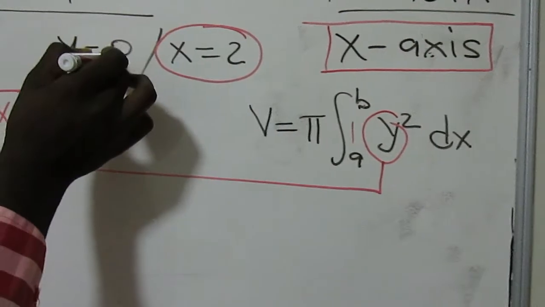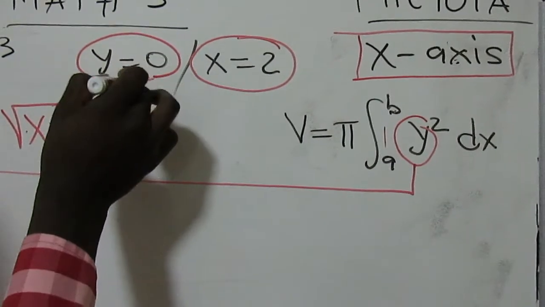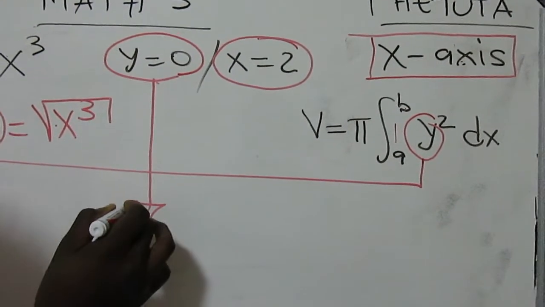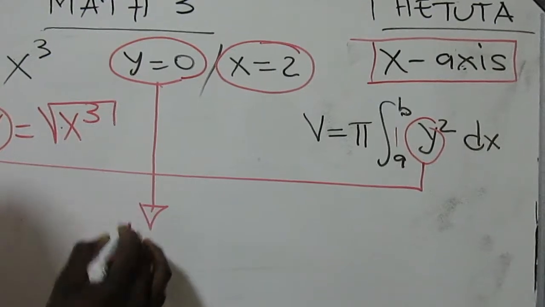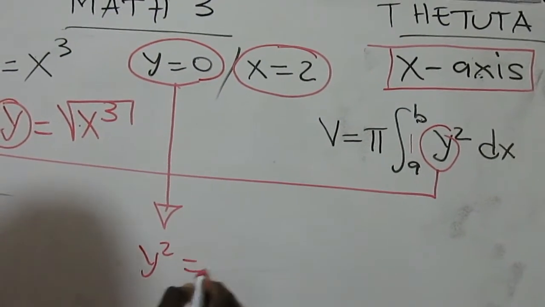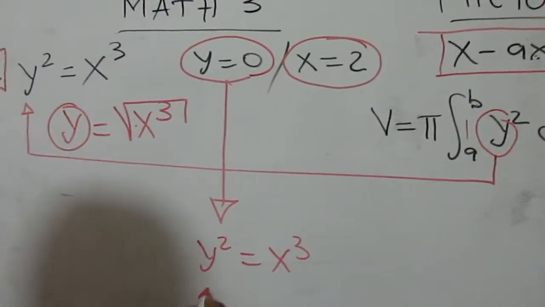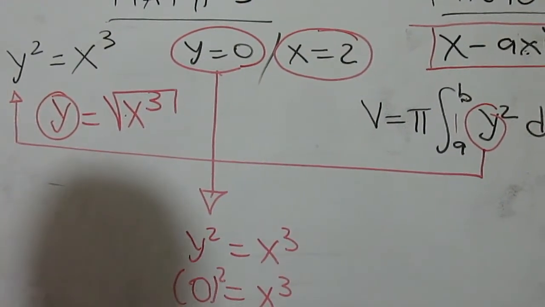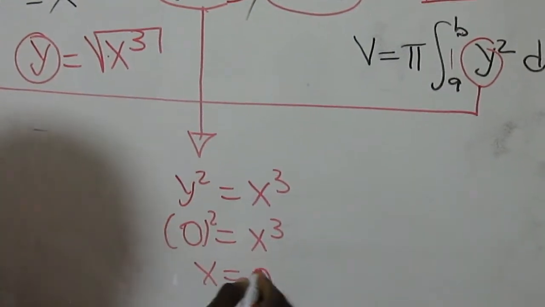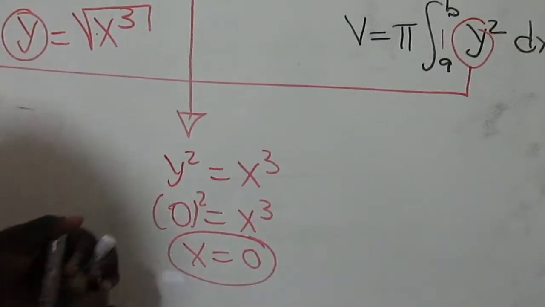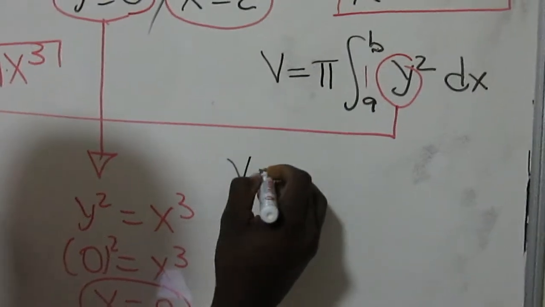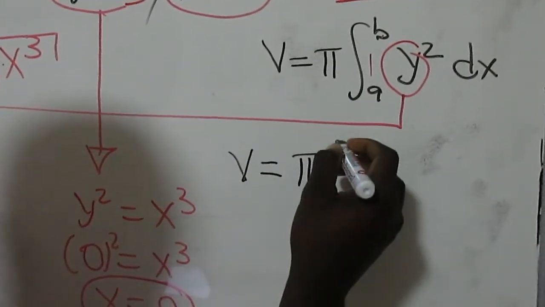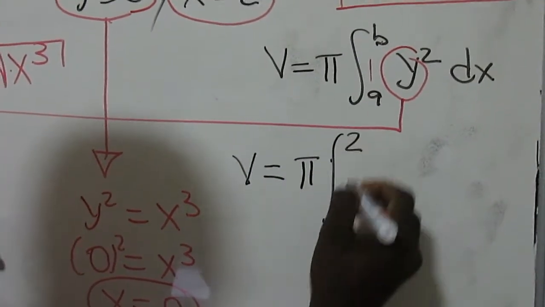But now you can see they give us y is equal to 0. So we're going to use this y equal to 0 to determine the second limit. When you look here, you have y squared is equal to x cubed. So when y is equal to 0, x cubed is 0, so x will be equal to 0. So 0 will be the second limit.